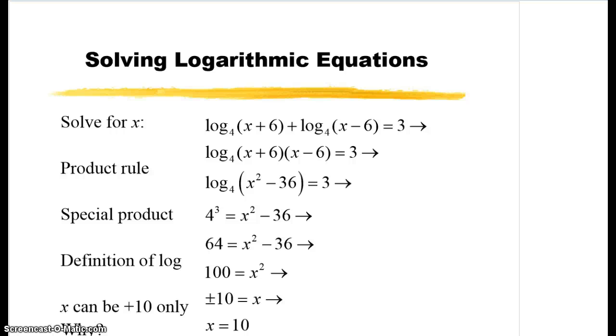Notice when we have 100 equals x squared, they write the answer is plus or minus 10 at the end. But then they say x can be positive 10 only. Why is that? Let's stop for a moment and think about why that is. Okay, did you catch it? Are you thinking of it?